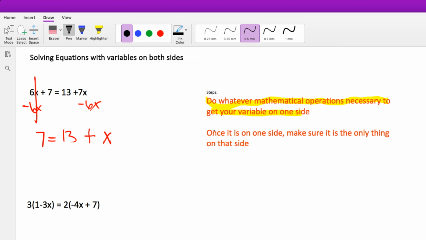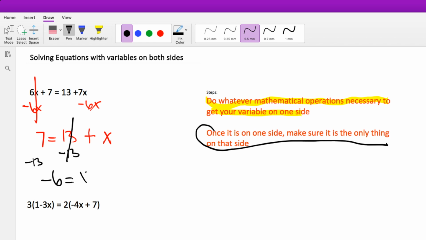And then the second step says, once it is on that side, make sure it is the only thing on that side. So we don't have any x's on this side. The only x that we have left is over on this side. So the step says to make sure it is the only thing on that side. And so far it is not. We have a 13. That 13 is not being divided or multiplied. We see that it's being added. So we need to subtract 13 from both sides. 7 minus 13 gives us negative 6. These go away, equals x. And that's all we have to do for that.